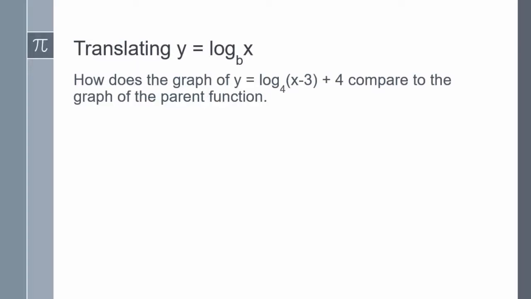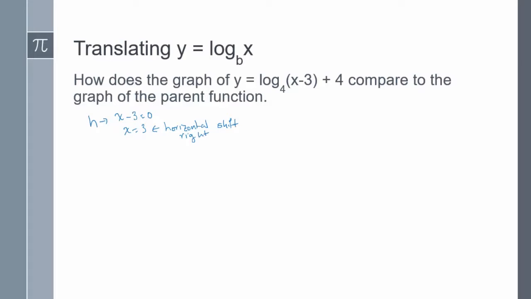Translating y equals log base b of x. How does the graph of y equals log base 4 of the quantity x minus 3, plus 4, compare to the graph of the parent function? From our function, we can see that we have a horizontal shift over here at x minus 3, so I need to figure out what my shift is.